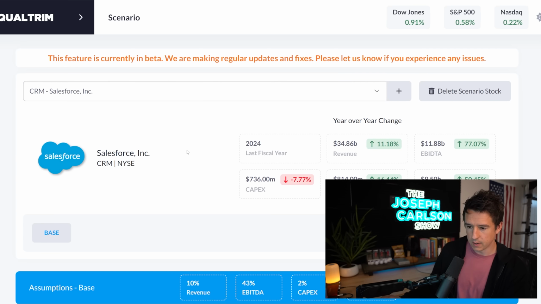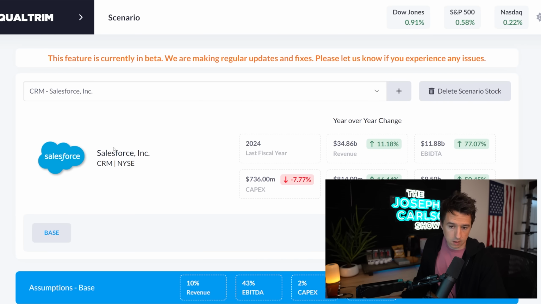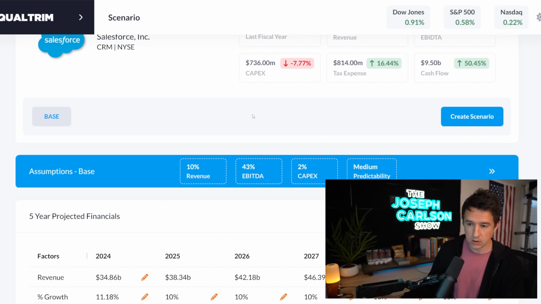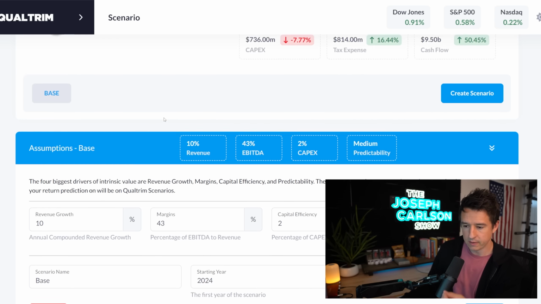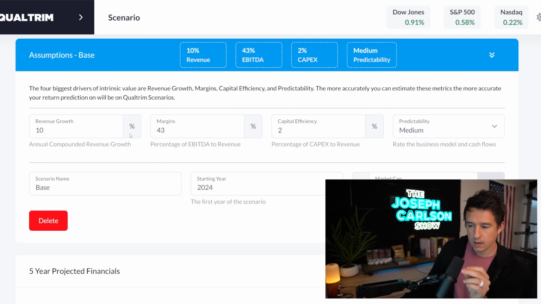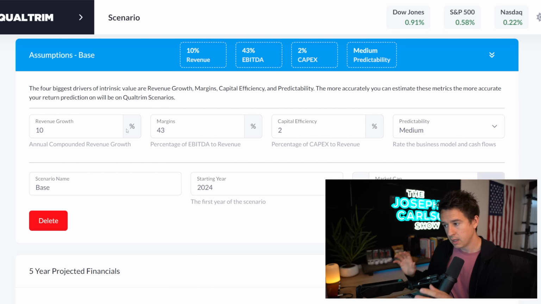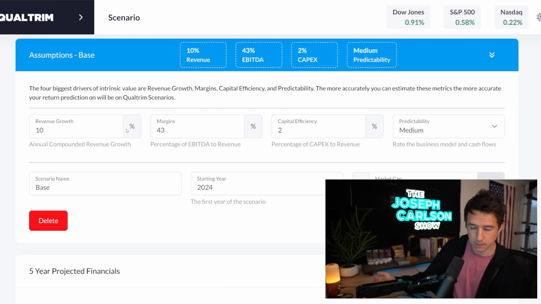We have Salesforce here, and I have one scenario called base scenarios. You can create multiple for the same stock. Let's go ahead and take a look at a few of my assumptions. Right here, I have assumptions in the stock of what I think will happen.